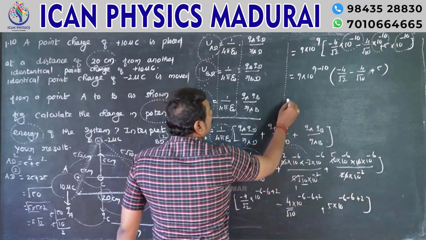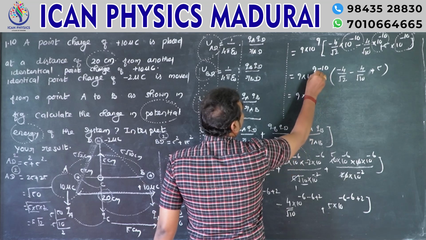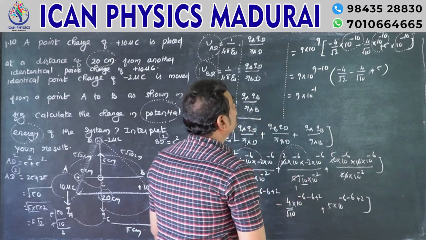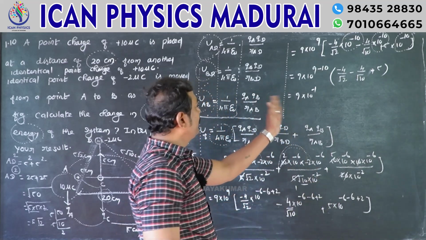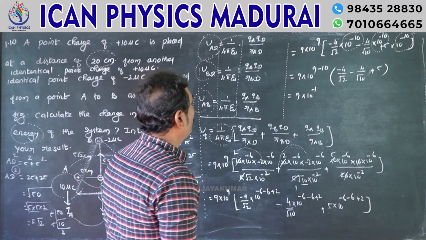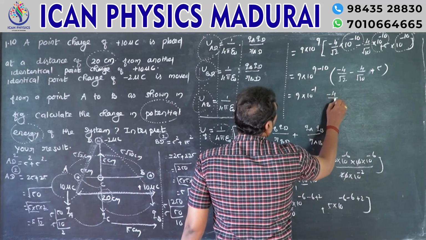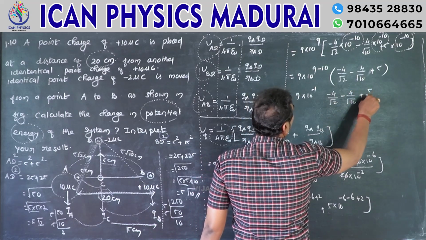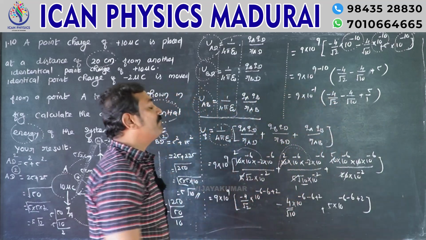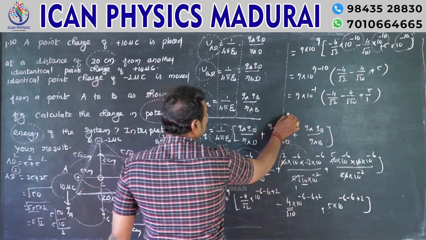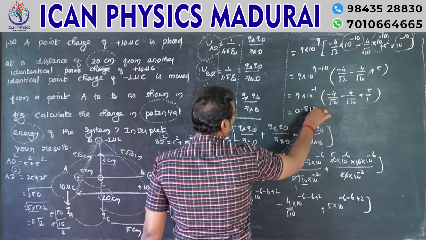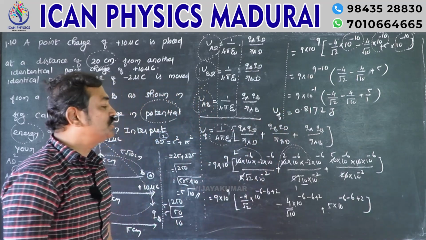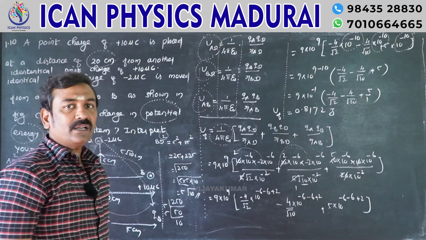So 9 into 10 to the power 9 minus 10, into minus 4 by root 2 minus 4 by root 10 plus 5 by 1. So when we multiply and change the value, finally we can get 0.8172 joule. This is the final electrostatic potential energy. Do you get it now?